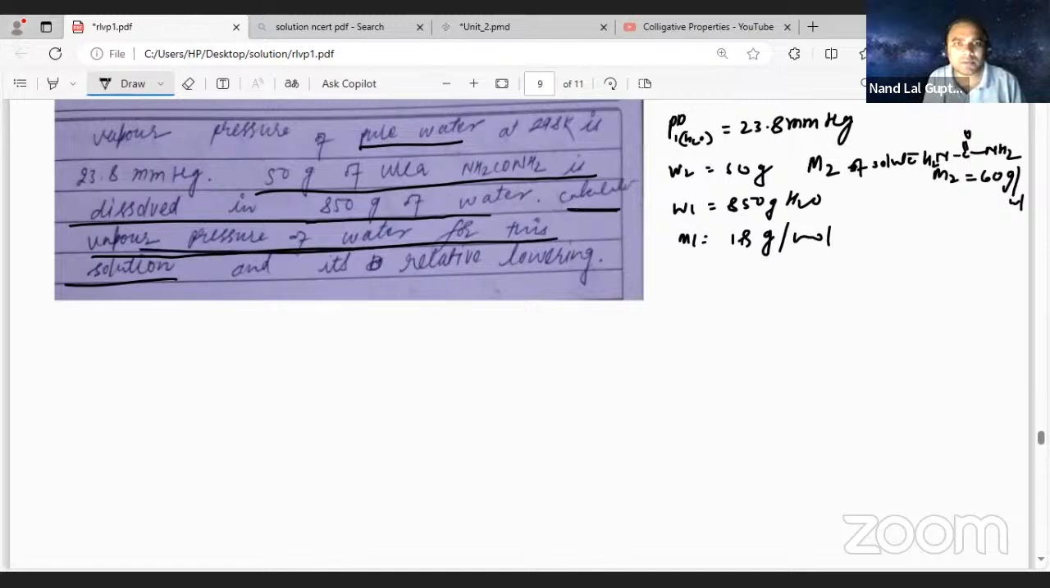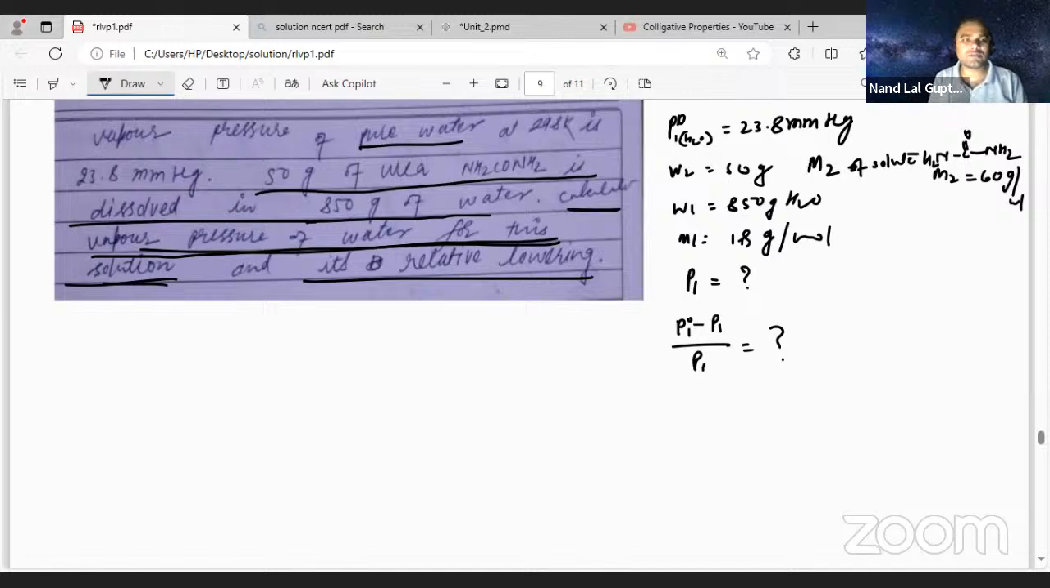Calculate the vapor pressure of water for this solution. That is P1 they are asking, and its relative lowering of vapor pressure. Relative lowering of vapor pressure means (P1 naught minus P1) upon P1 naught. These two things they are asking. So let us try to solve this one.